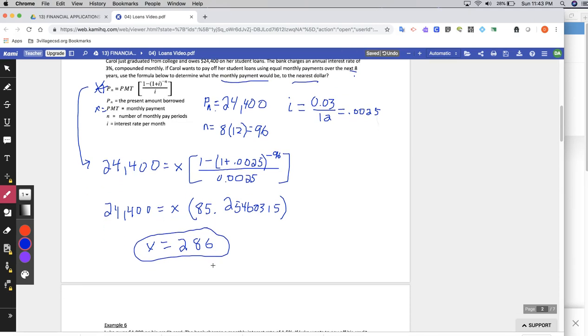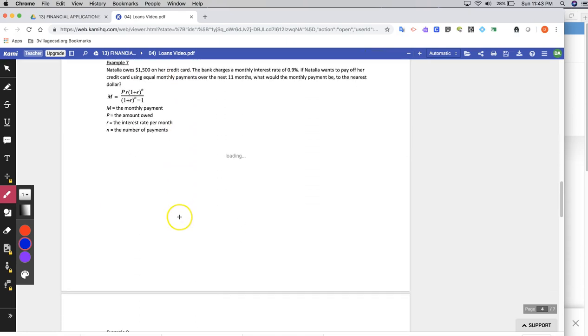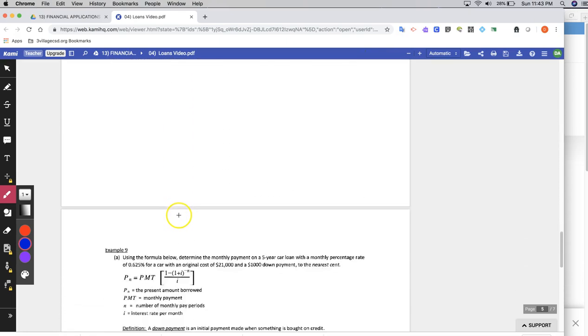Now, the other problems in this packet, you'll notice, are dealing with perhaps different types of loans. Example 6 is a credit card, and they give you a formula that is pretty much the same formula that we just worked with, however just rewritten a little bit. So to solve these problems, you just have to identify the different pieces that you can plug into your formula and then just try to use the formula to solve.